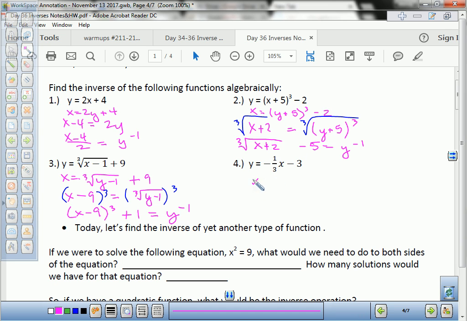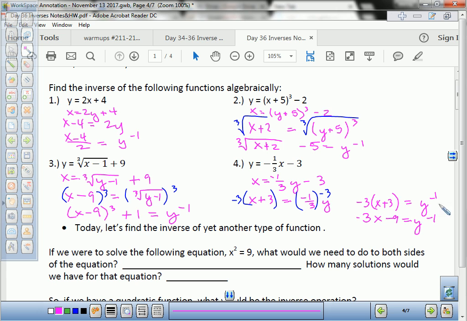All right, on this one, we switch the x and y. And we solve for y. You are welcome to leave it like this because that helps us to see the x clearly. Or you could distribute. Any questions on 1, 2, 3, or 4?